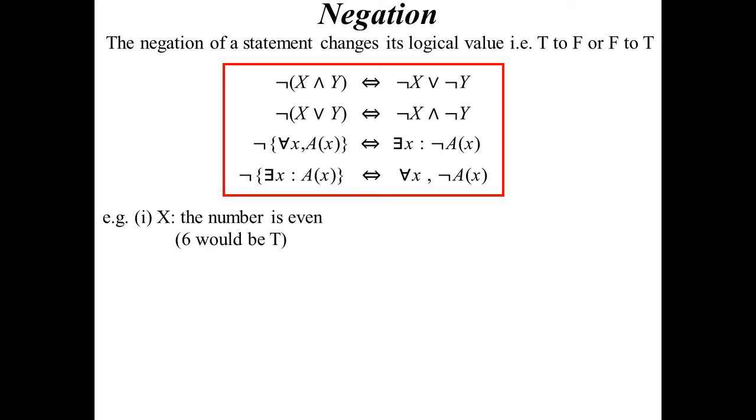So if I had the number 6, that would be true. If I had the negation of x, now the negation of x is not the number is odd, because you can have other numbers as well. You can have fractions, for instance. So the negation is the number is not even. 6 would now be false. So the negation has turned the true into a false.